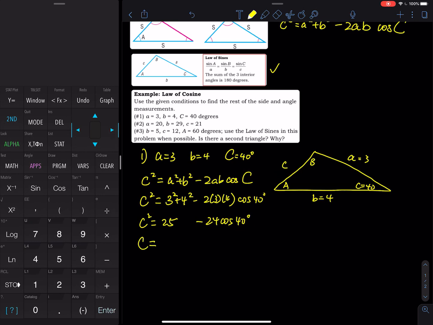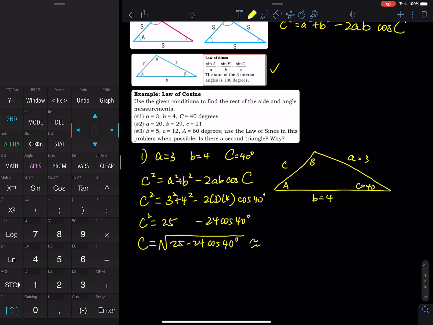Do we need to take it a plus or minus? The answer is we disregard the minus because side measurement cannot be negative. The length of one of the sides of a triangle cannot be negative. So you take the square root of 25 minus 24 cosine 40 degrees, and then you give me an approximation.